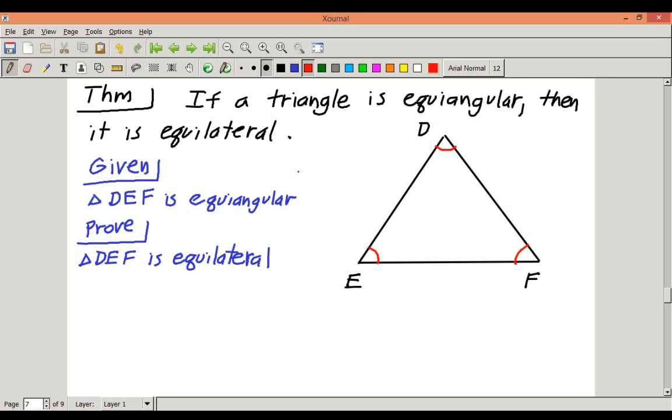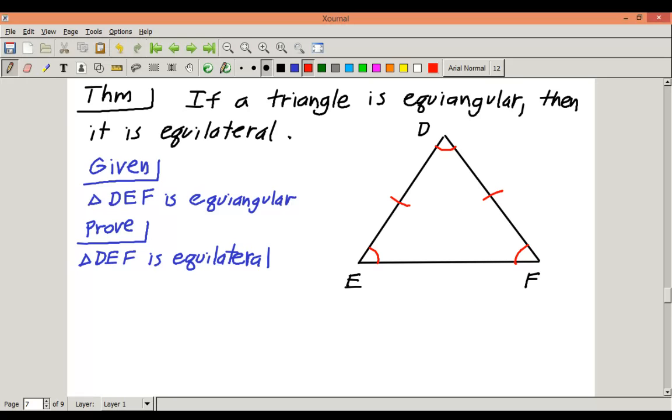Okay, so you might remember the converse of the isosceles triangle theorem says if two angles of a triangle are congruent, then the sides opposite those angles are congruent. So if you say that angle E and F are congruent, which is part of the given, now we know that side DE and side DF are congruent because those are the sides opposite congruent angles.